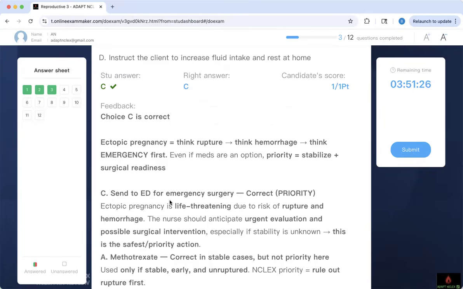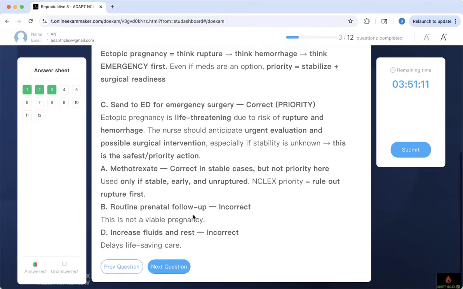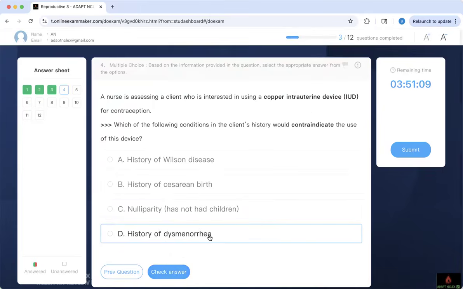And therefore, this is my explanation. Ectopic pregnancy, think about rupture, think hemorrhage, think emergency. Even if there's no mention of it, and medication is an option, we have to establish stability. We have to make sure the patient's fine and everything before we can send them home.